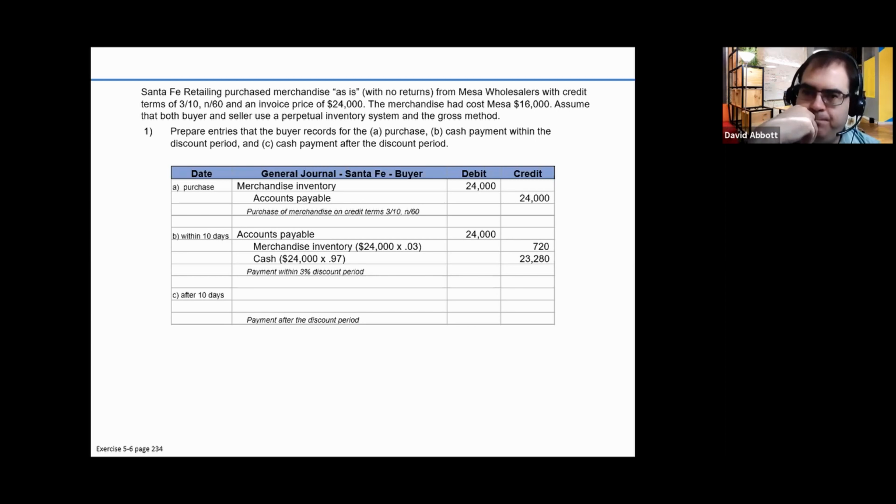23,280. Now, if for some reason they miss that cutoff of 10 days, they still have to pay it within 60. So if they do that, then you would just debit the accounts payable, because that clears that out, and then they'd have to pay cash 24,000.